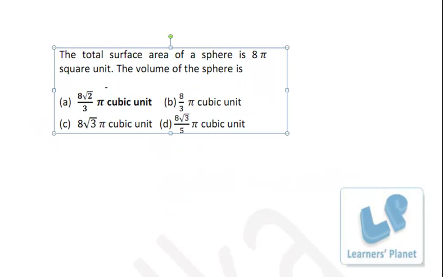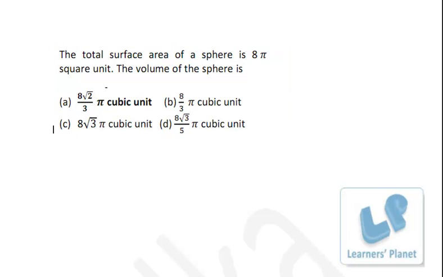Total surface area of sphere is 8 pi square units. What is the volume of the sphere? Total surface area is what? 4 pi r square. So 4 pi r square is 8 pi. So we want 4 upon 3 pi r cube. What is the volume? 4 upon 3 pi r cube. So for that we need to calculate radius of the sphere. So r square is equal to 2, that means r is equal to root 2.